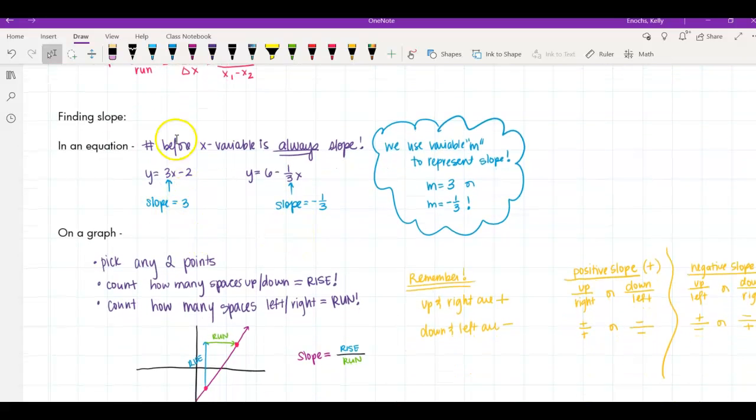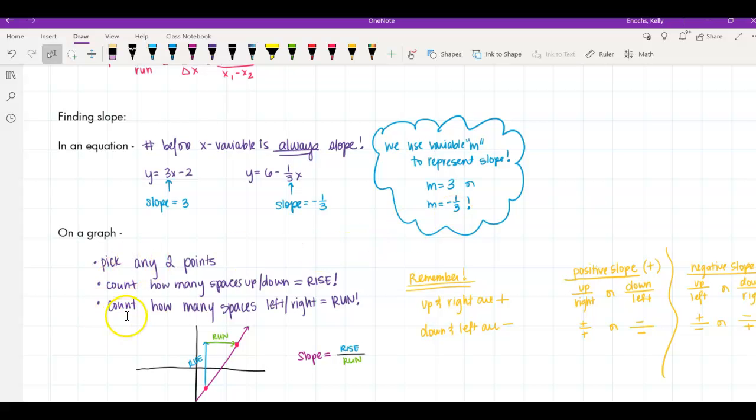Now, how do we find that slope? Well, if it's in an equation, we're looking for the number before the x variable. That will always be our slope. So I have 2 examples here, and you can see the number before the x variable here is 3. The number before the x variable here is negative 1/3. Notice the slope does not always have to come first. It just has to be by the x amount. We usually use the variable m to show our slope, and I'll talk more about that when we write the equation. But we might write in these particular examples m equals 3 or m equals negative 1/3.